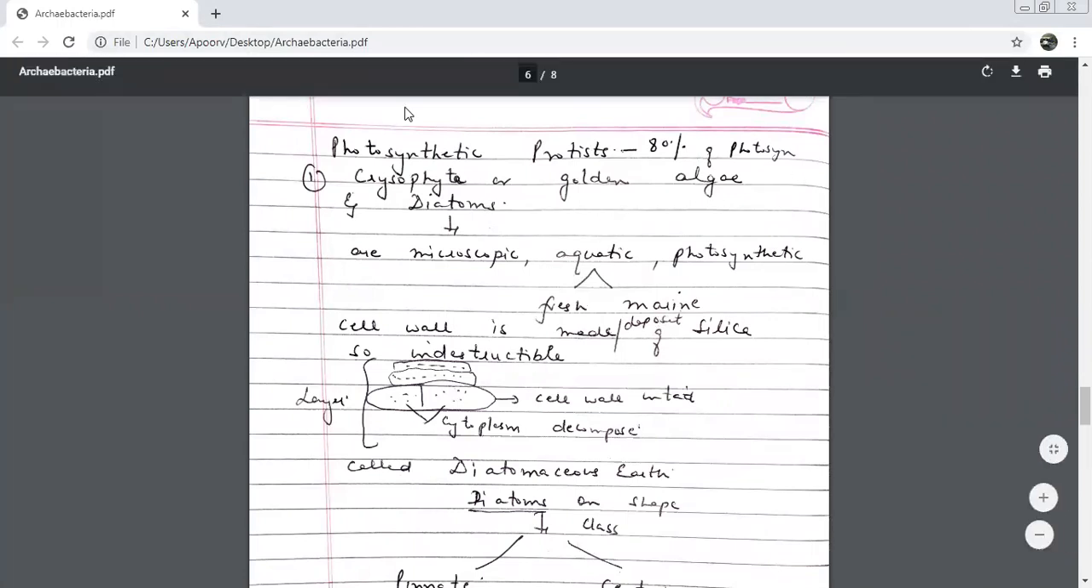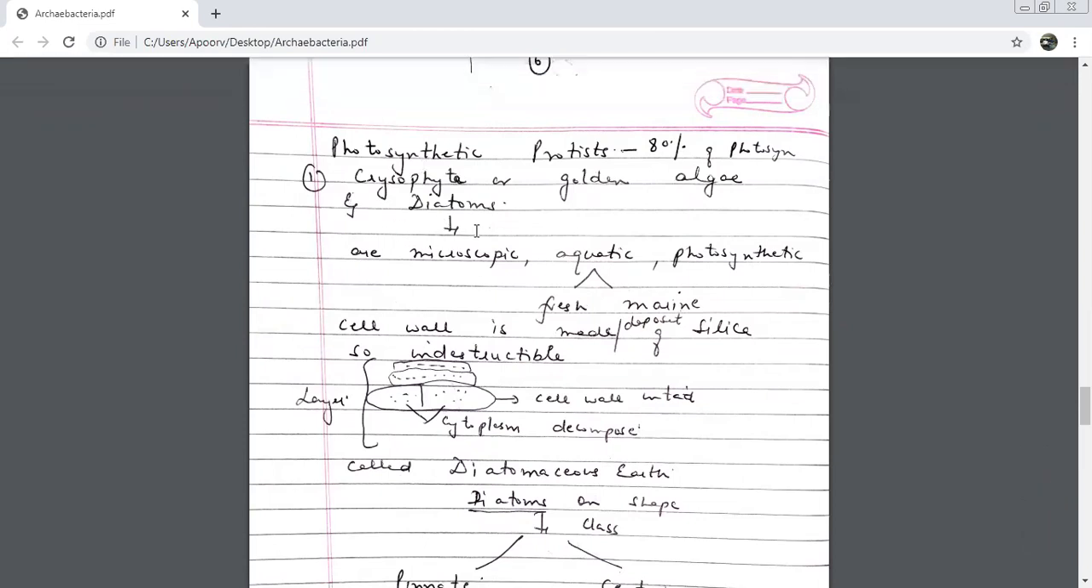Photosynthetic protists: 80% of photosynthesis in the entire environment is by photosynthetic protists. When I talked about photosynthetic protists, I also talked about the first subcategory, chrysophyta or golden algae. And I gave you an example of what, beta? Diatoms. Taking diatoms in detail, I'll explain and you will understand everything about photosynthetic protists. We cannot pick up all the members, so we have just taken up one, diatoms. Understanding diatoms, you'll be able to understand the functioning and structure of photosynthetic protists. Why are they so important? Because they contribute how much percent of photosynthesis? 80%.